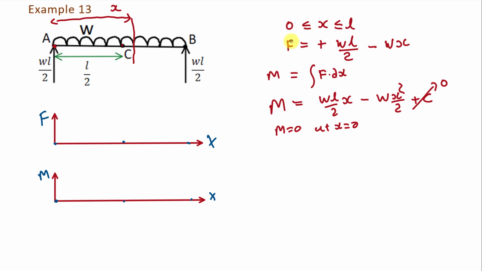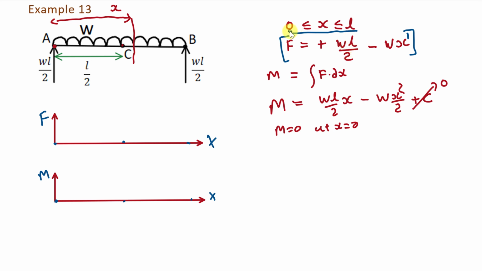First of all, we will draw the shear force diagram in this interval, between point A and B. Here the equation of shear force is this, and you can see that the power of x is 1, so this is the equation of a line. So again we will take 2 points, and finally we will join those 2 points by a straight line.